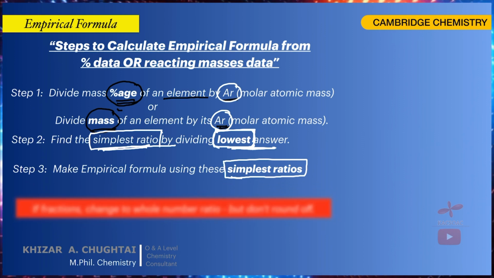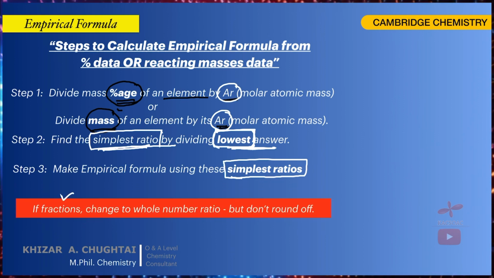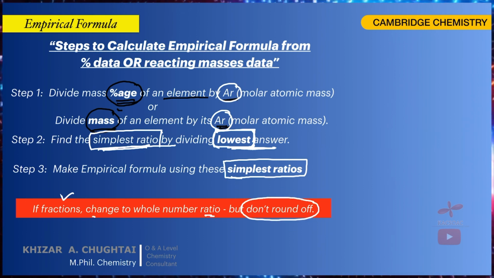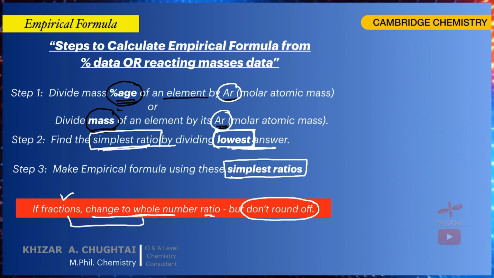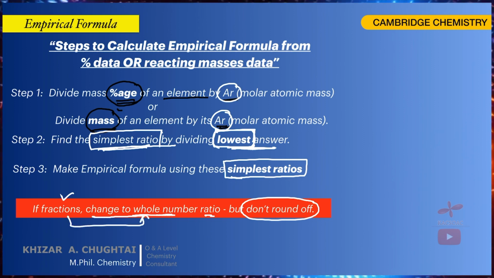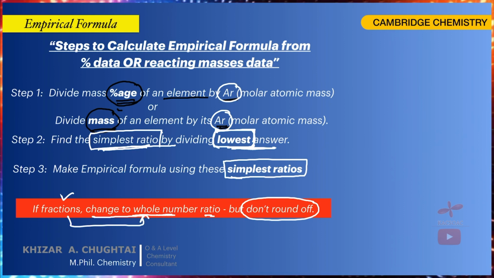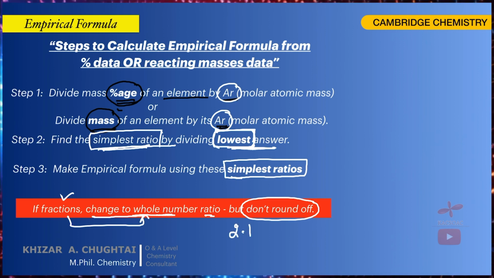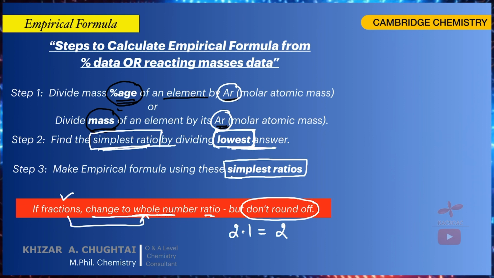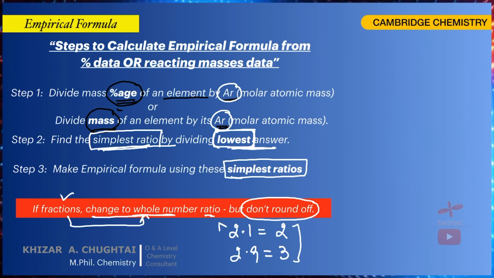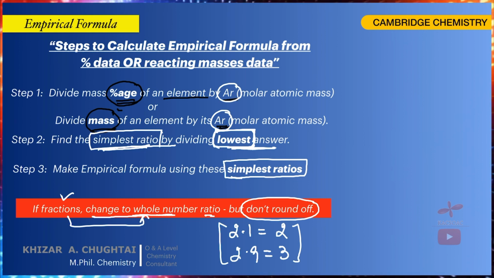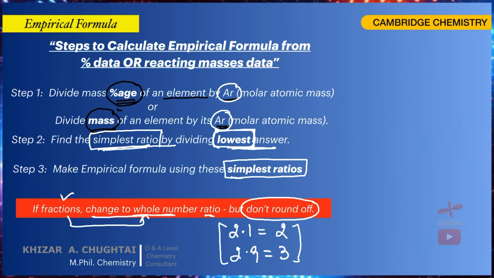If unfortunately you do not have a whole number, if you have fractions, then change to a whole number ratio, but don't round it off. You can change the fraction into whole numbers another way, by multiplication. However, you can round off up to 0.1 difference. For example, 2.1 can be written as 2, and 2.9 can be written as 3. But if the difference is beyond 0.1, you shouldn't round it off.